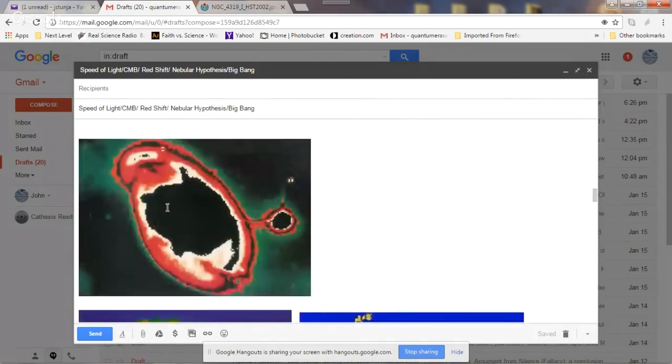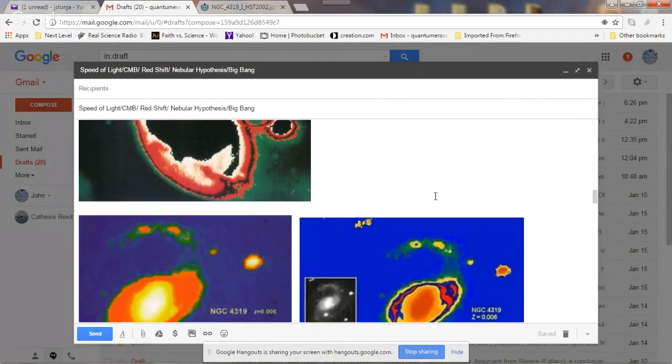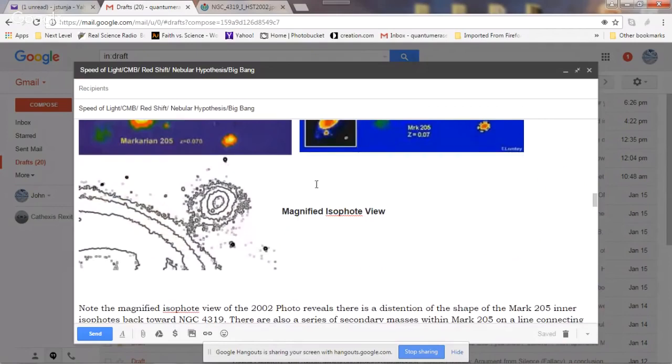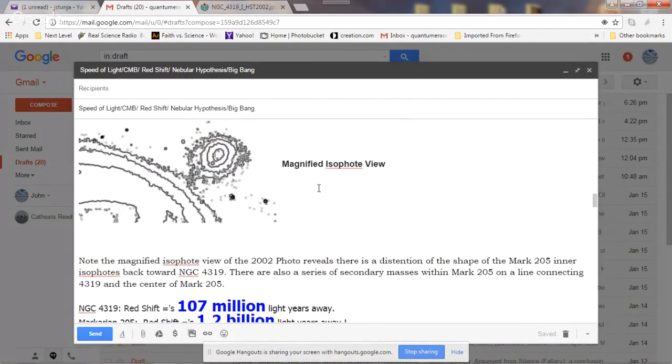Here's the picture of the parent galaxy and Markarian right here. A couple more pictures of it. I hope these are coming through okay. They're even a little bit blurred on my screen. But here's the one that really separates this guy. It's the isophote view, a magnified isophote view.